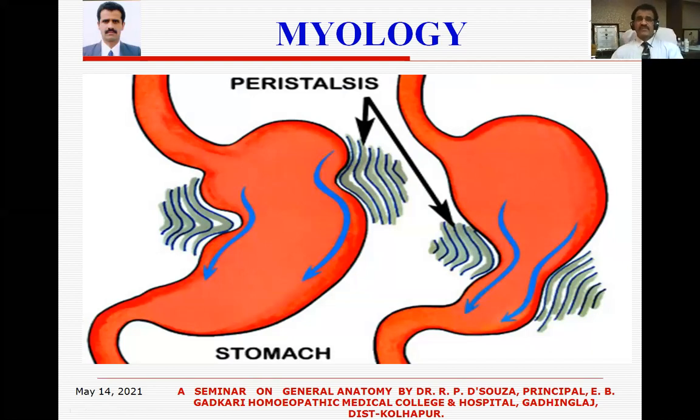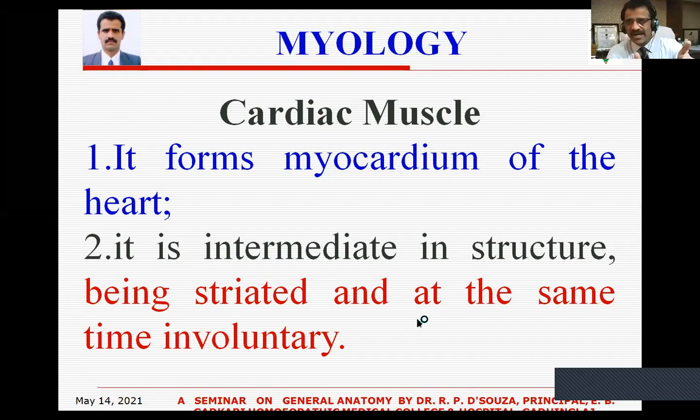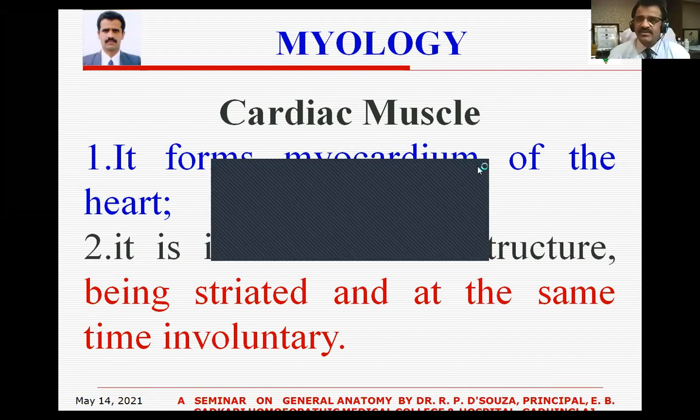Well, now the last major example of the muscles is cardiac muscle. It forms the myocardium of the heart. That means it is available only in the heart, and this is a single muscle, only heart, nowhere else. And myocardium is a layer of the heart. Inside is the endocardium, outside is the pericardium, and in the middle there is the myocardium. So myocardium means muscle of the heart. So it is called cardiac muscle.